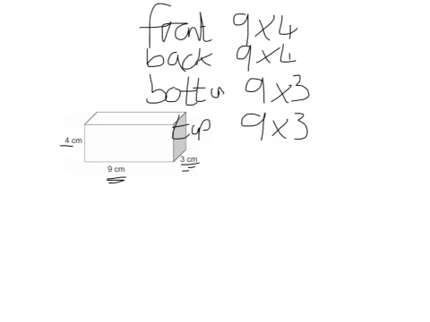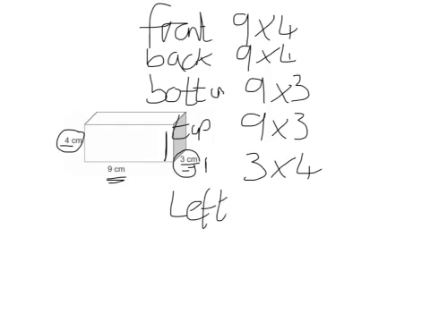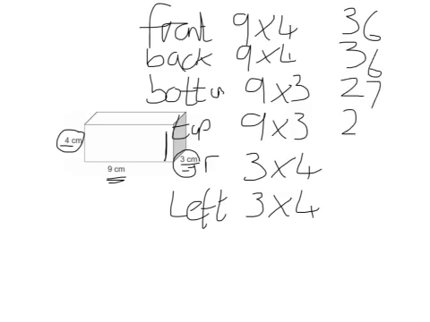So the grey one on the right we can see would be 3 times the 4. And the left one will be the same. So that was the right. And now find the answer. So 9 fours are 36, 2 of those. 9 threes are 27, 2 of those. 3 fours are 12, 2 of those.